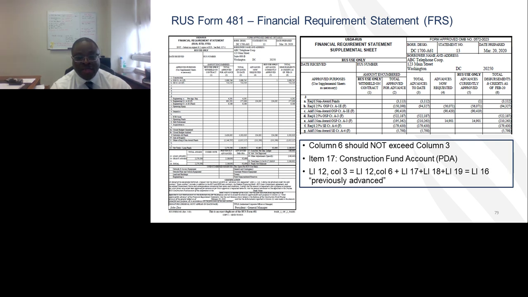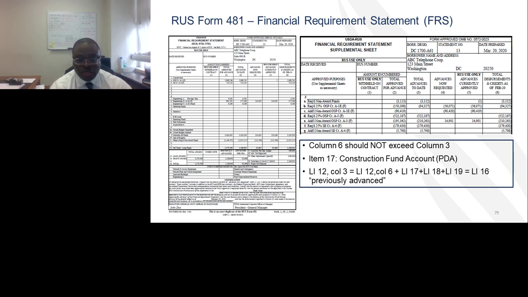That column 6 cannot exceed column 3, which is the total approved that's been advanced by our US. So for a contract example, if we have advanced $1 million for a contract, in column 6, your disbursements cannot exceed that $1 million, even though the contract may be for $5 million. Since our US has only advanced $1 million, you can only disperse a maximum of $1 million for that contract. Line 17 is the construction fund account, the pledge deposit account.